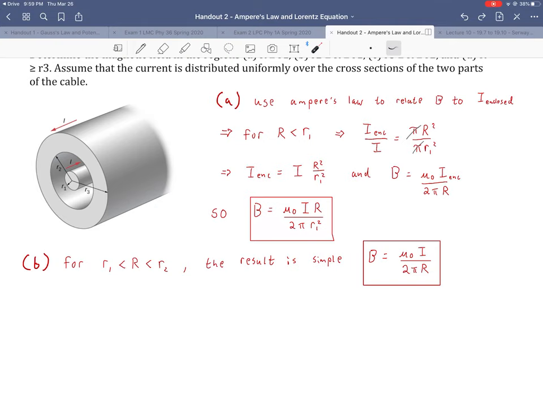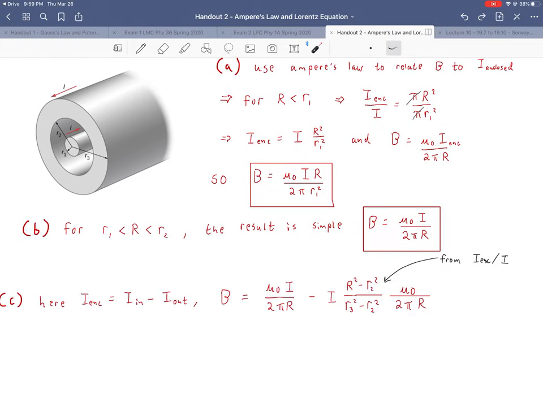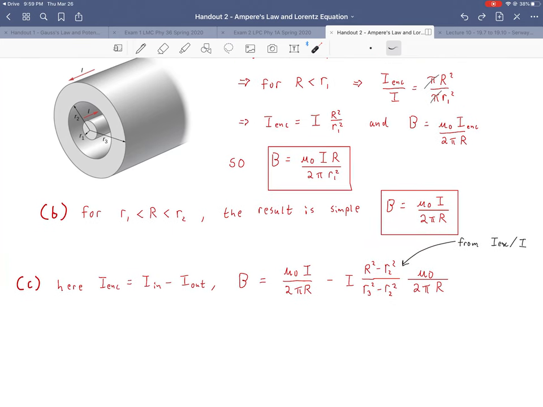Now, the issue here, though, is that if you go far enough away, if you go a distance R2 from the center, you hit another wire, right? You hit the outer of the coaxial cable. So in that case, things start to change. Okay, so what's going on here? This is the most complicated step in the solution. Here, the current enclosed is equal to the current in minus the current out. So the current inside is the value we got for part B, that's the total enclosed current, so that's this mu naught I over 2 pi r.